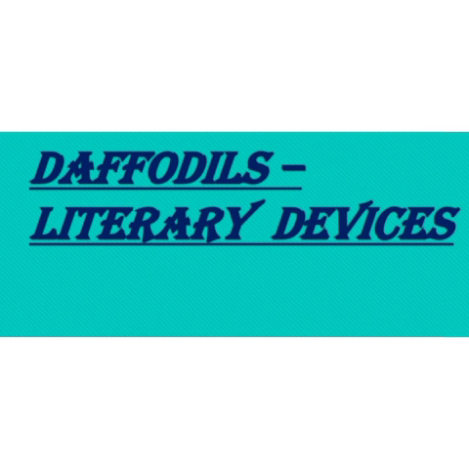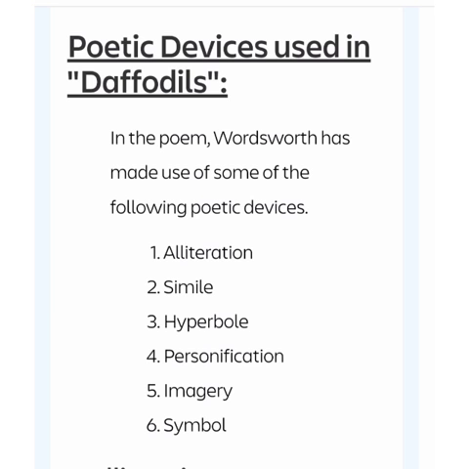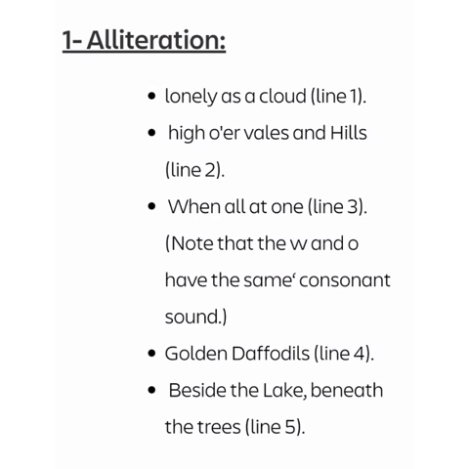Now we are going to deal with the poetic devices used in Daffodils. In the poem, Wordsworth has made use of some of the following poetic devices: alliteration, simile, hyperbole, personification, imagery, and symbol. We are going to deal with these poetic devices one by one. The first of the literary devices is alliteration.